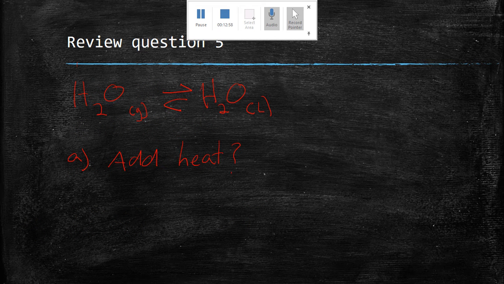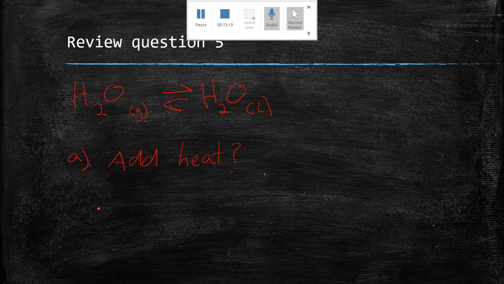Now, I think this is the final question. So this one requires some external knowledge from the video as well. And so here we have gas, evaporated water, gaseous water, in equilibrium with liquid water. And so what's going to happen if we add heat? Now, just let you guys think about that for a second.